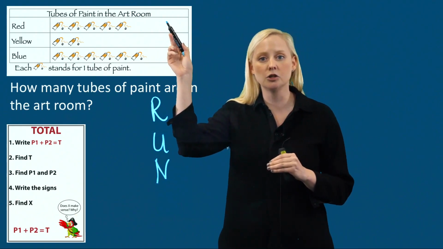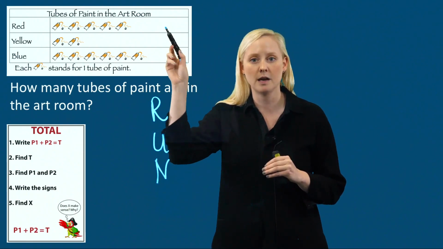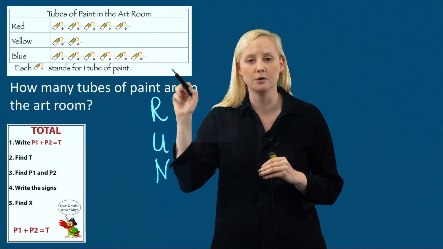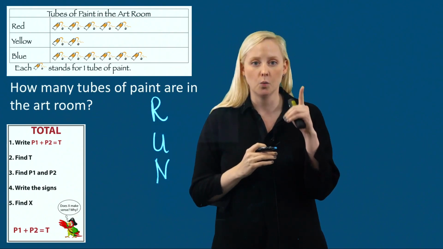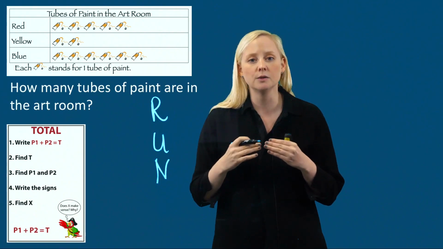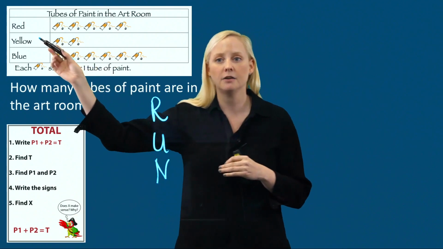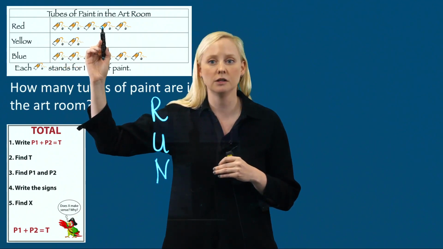The graph says tubes of paint in the art room. We have red, yellow, and blue. We also have a key that says each tube of paint stands for 1, 2. So what we're going to do is count by ones. Let's see. Red, we have 1, 2, 3, 4, 5.